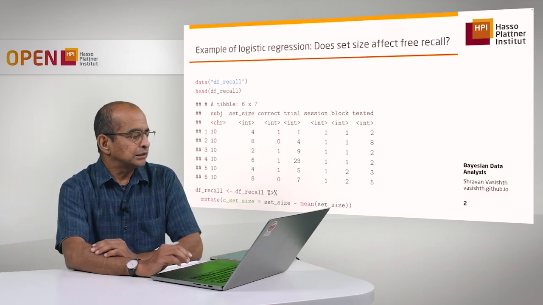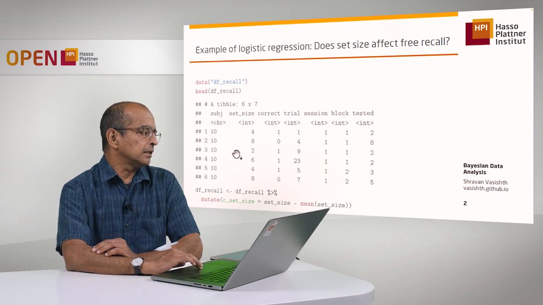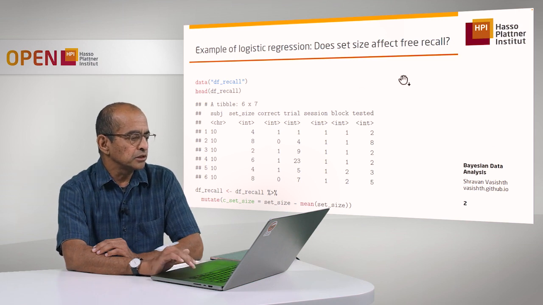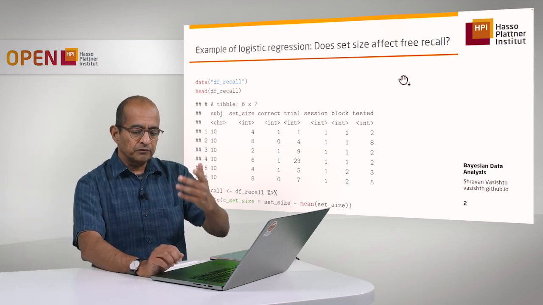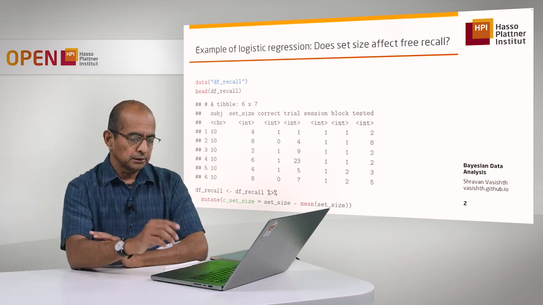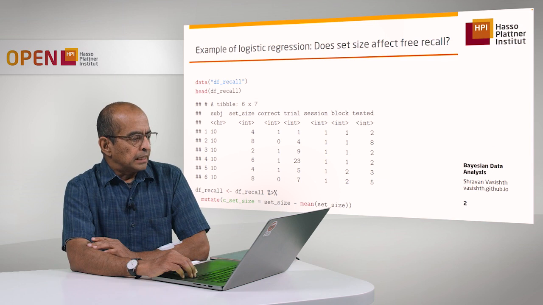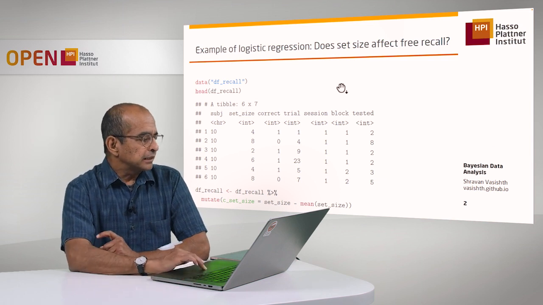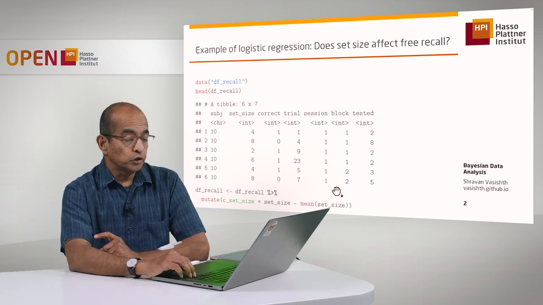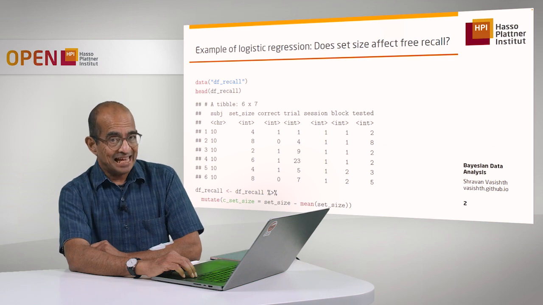Just to remind you what the data set looks like, this is the recall data. For multiple subjects, for different set sizes, we have correct or incorrect responses in the experiment that they did, in which they had to recall a word in a particular row of words, right? So what we did is that for the different set sizes, first we centered the set size, as I explained earlier, and we're going to use that centered set size as our predictor.